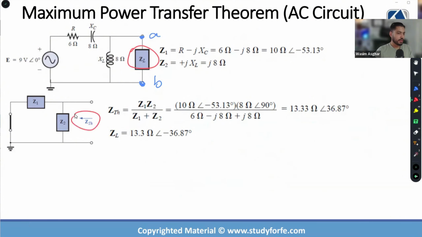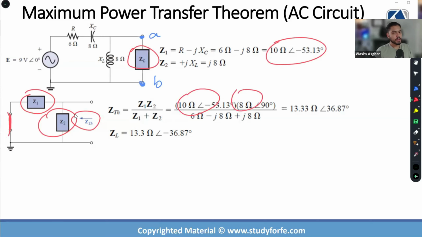So Z Thevenin over here is simply the parallel arrangement of Z1 and Z2. This guy is shorted, and handle this very carefully, because whenever you're dealing with the complex numbers, the angles become a little bit tricky. Okay, so when we figure this out, we realize that, with Z Thevenin, sorry, yeah. So Z Thevenin, notice, is 13.33 at 36.87.